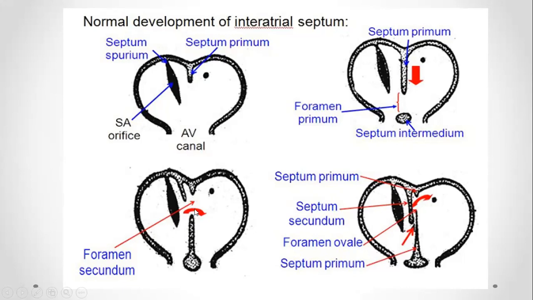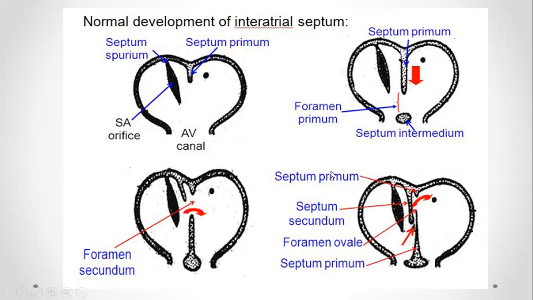Now a second foramen has developed. This is called the foramen secundum. Primum is the first, and secundum is the second. So initially it was below here. Now with the septum primum coming and joining with the septum intermedium, there is formation of the septum secundum above.